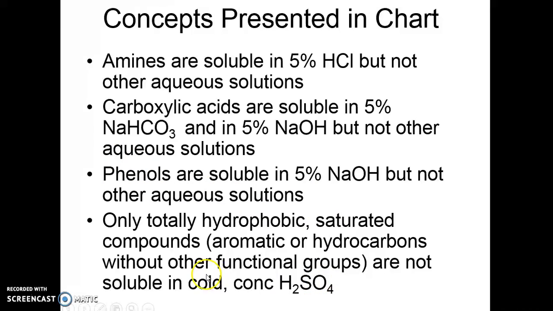And then there's cold concentrated sulfuric acid. Cold concentrated sulfuric acid will usually dissolve most compounds that have functional groups, because it is actually reacting with them and tearing them apart. The only compounds it cannot do that to are compounds that are totally hydrophobic with no functional group. So something like toluene or benzene or hexane would not dissolve in cold concentrated sulfuric acid. So it's an indication you have an alkane or an aromatic compound with no functional group.